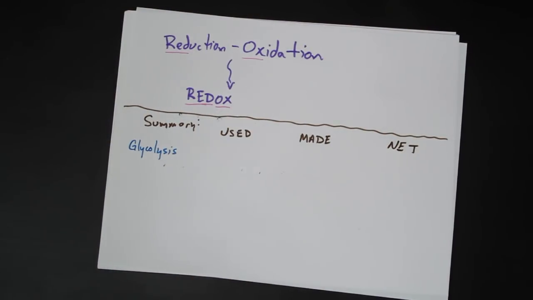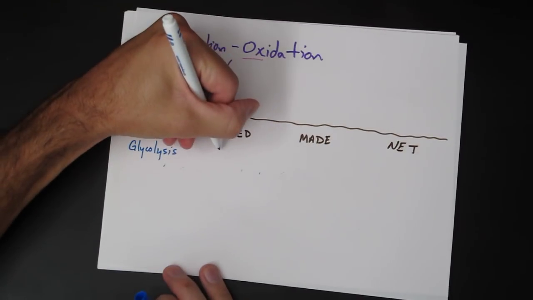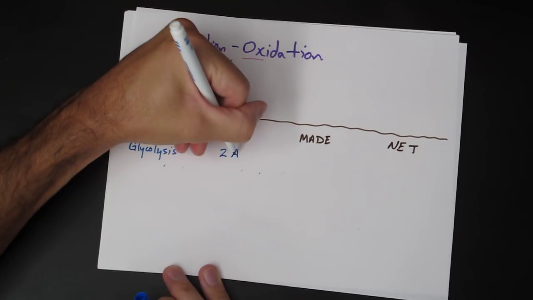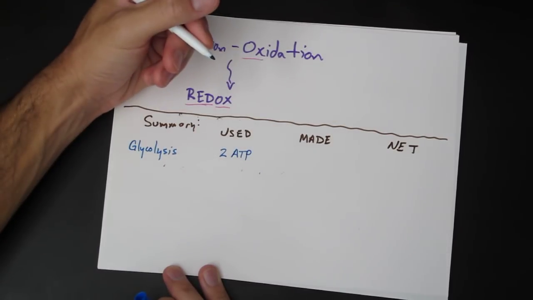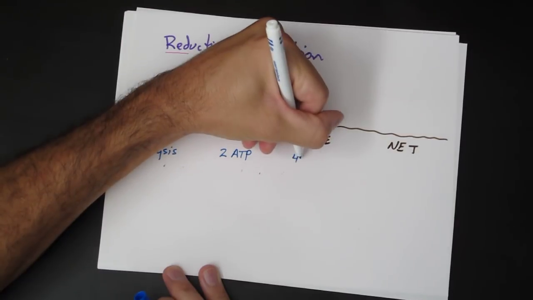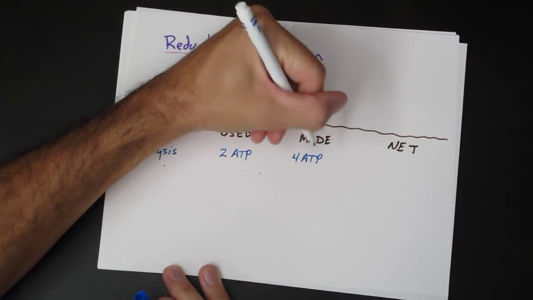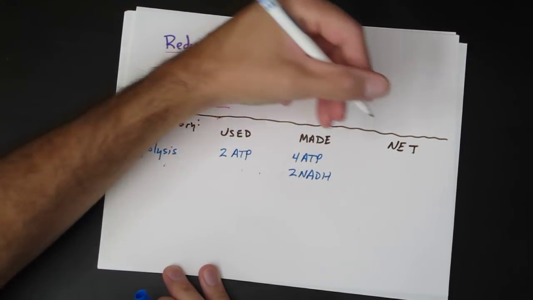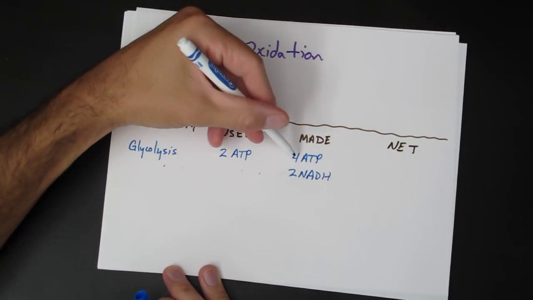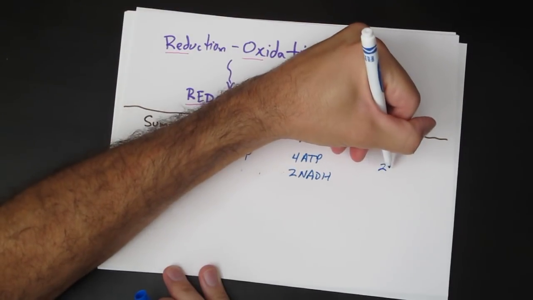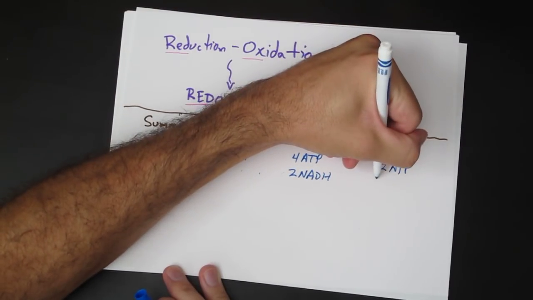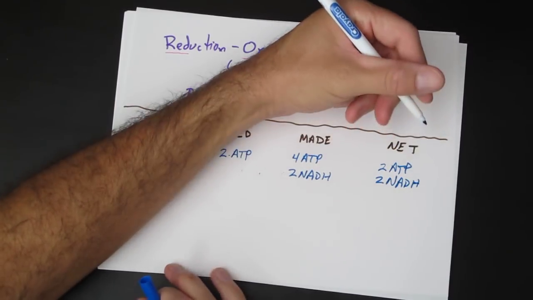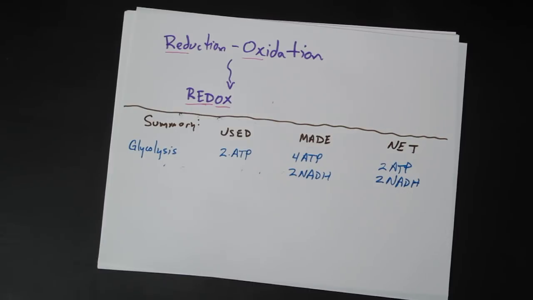So in glycolysis, we are using 2 ATP. I told you that even though that equation I showed you was the net equation, there are 2 ATP used during glycolysis, and we make 4. Then we also make 2 NADH. Okay? So our net here is 4 minus 2. Our net is 2 ATP and 2 NADH.